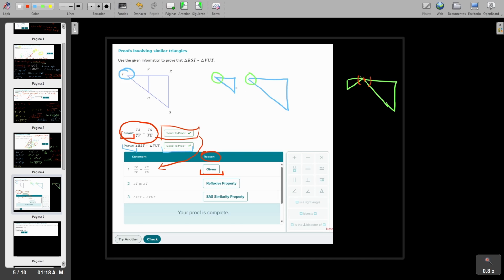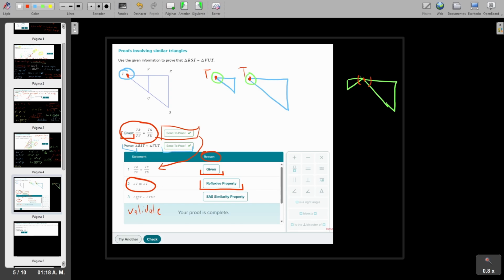Okay? But in this case, this is called the reflexive property. You need to remember this. The angle at point T is going to be the same as the angle at point T. We will put this as T and T, and this reflexive property says that these two angles are going to be the same. We put this part to reflexive property, and we validate this expression.